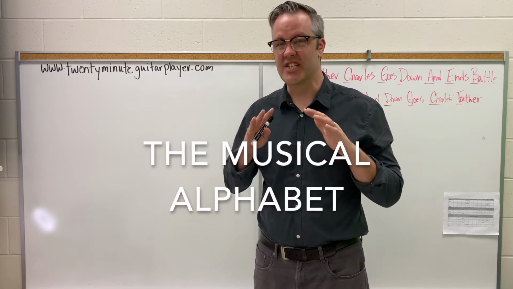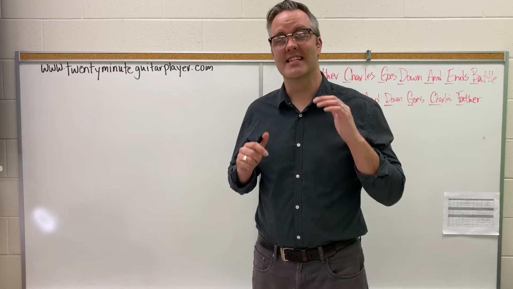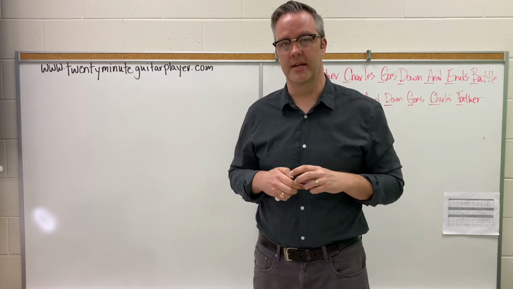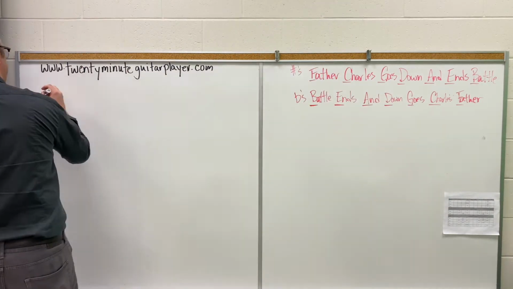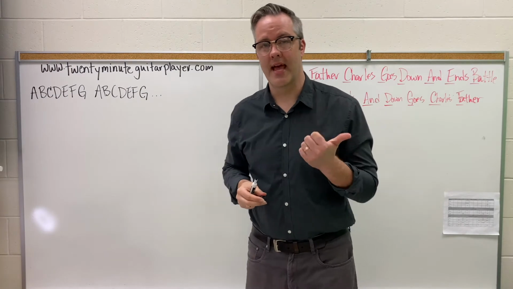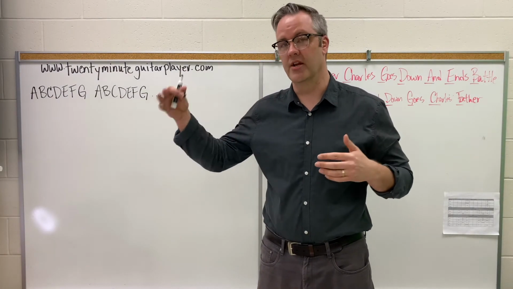Bingo. So the second thing you have to do is you have to know how the musical alphabet works. And don't worry, super simple. The musical alphabet is only the first 7 letters of our English alphabet. So, like this. So it's A, B, C, D, E, F, G, and then that just keeps repeating over and over and over again.